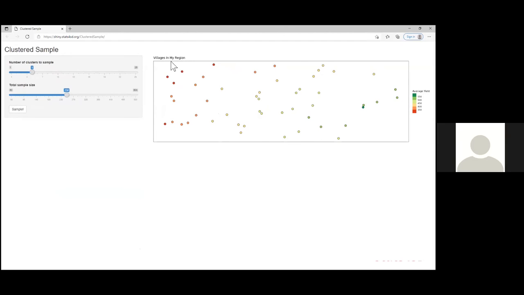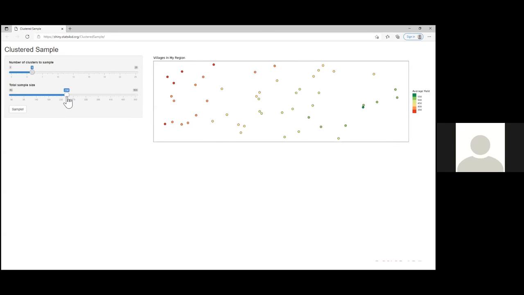Just to quickly show you here, this is my region. It's a big rectangular area, which is my study region. I live in a very rectangular country, and each of these dots represents a different village. And hypothetically, I can't do this in real life, but I've already been able to work out the average cowpea yield in all of my villages. So some of them over here are very low yielding, some of them over here are very high yielding, some of them here are kind of in the middle.